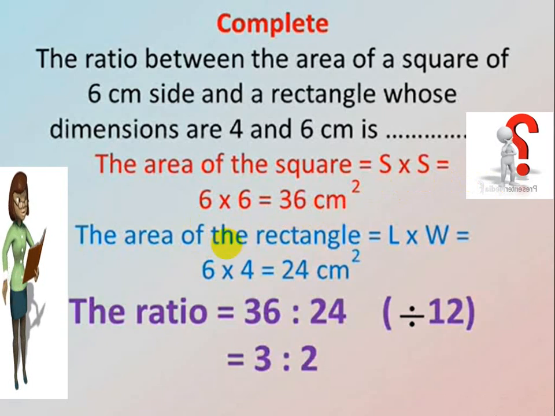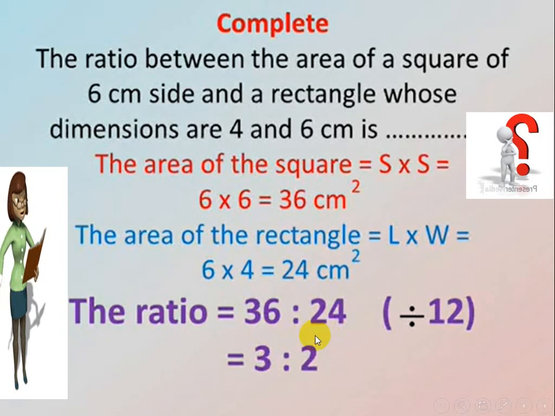The area of a rectangle equals, excellent, length times width. Substitute. 6 times 4 equals 24 centimeters square. The ratio now between the area of the square, remember the area of the square is the first, so 36 to 24.